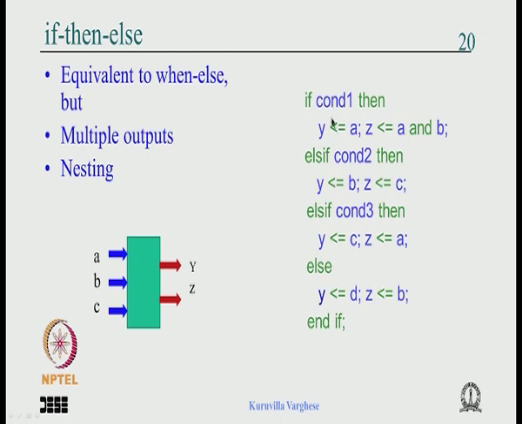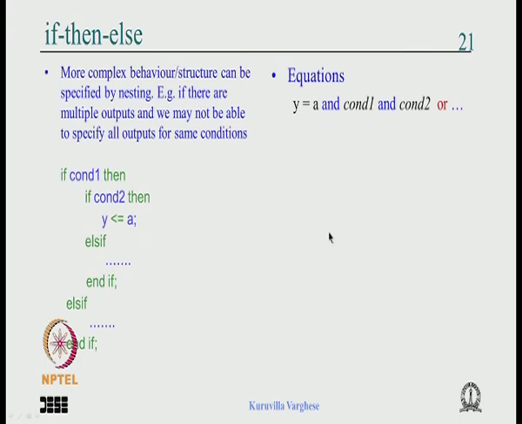You could write, say, if condition 1 Y gets A, then you can write if some other condition is met then Z gets A and B, else something else. So you could further nest if to specify very specific conditions you require for multiple outputs. So that is where the nesting is important. So more complex behavior or structures can be specified by nesting.